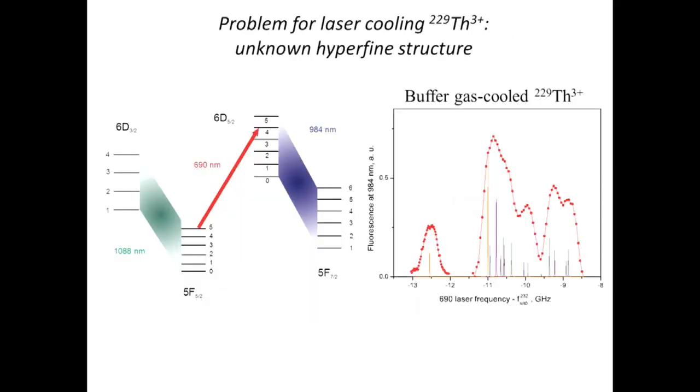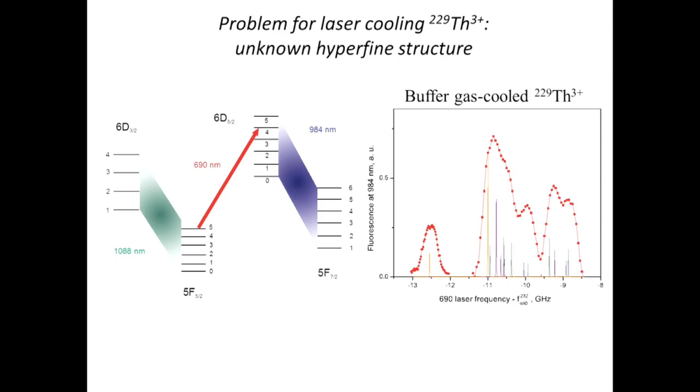But then the big change was when we changed from the 232 sample to 229, because in the 232 sample there was no nuclear spin, and so there was no hyperfine structure, so everything was relatively straightforward. Whereas in 229 the nuclear spin is 5½, and combined with large electron spin values for f orbitals and d orbitals, we have a rich hyperfine structure here.